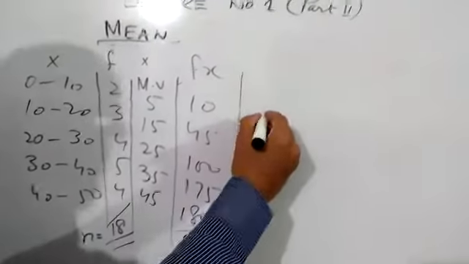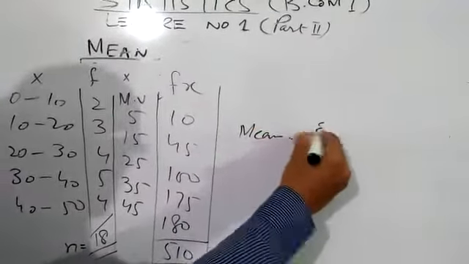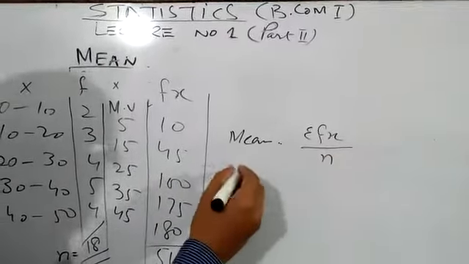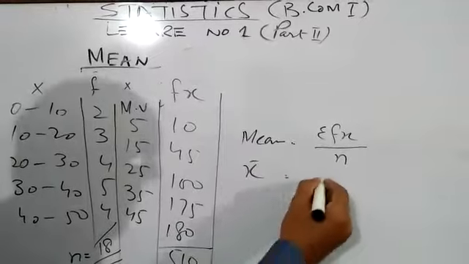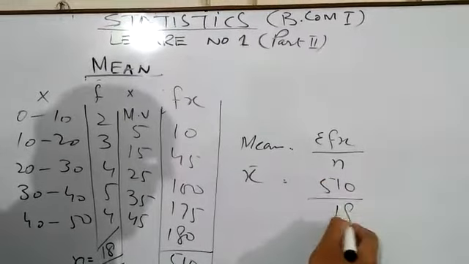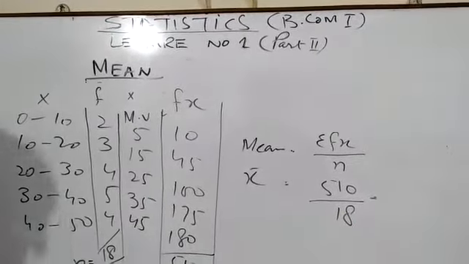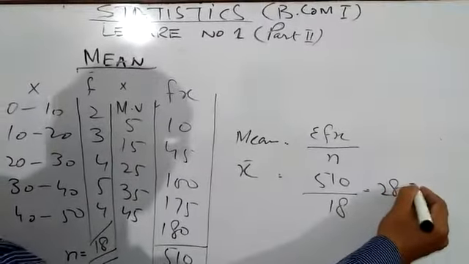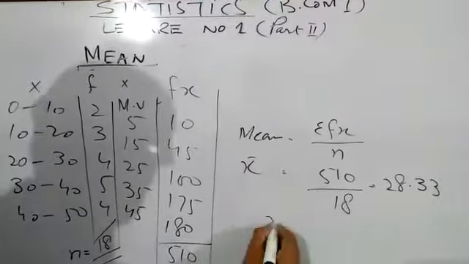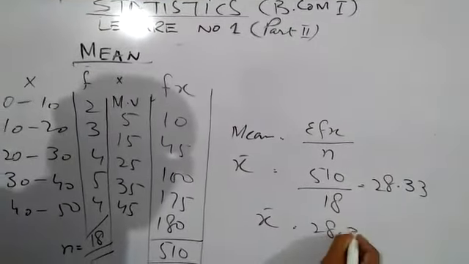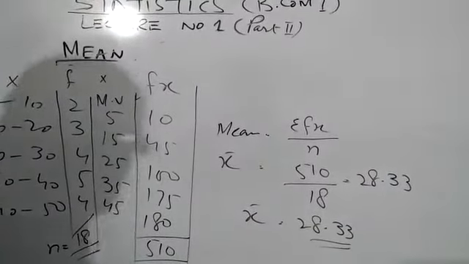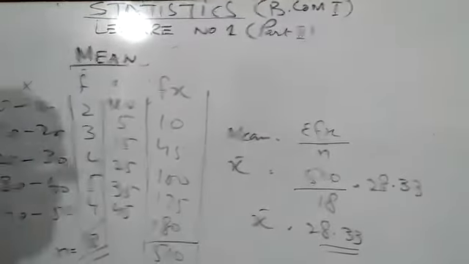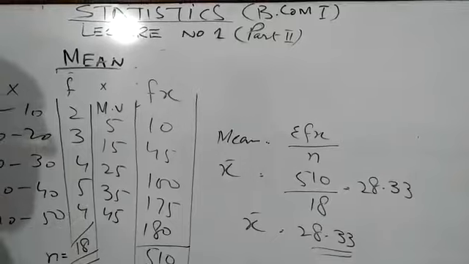Now put the formula of mean. Mean is equal to sum of fx upon n. The formula is the same as for the discrete series. So mean is 510 divided by 18. After division, we find 28.33. So the mean is 28.33. So dear students, we have completed the mean topic: mean in individual series, mean in discrete series, and mean in group series. Thank you very much.